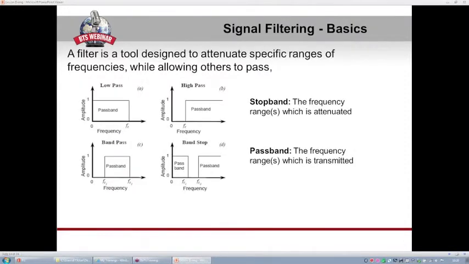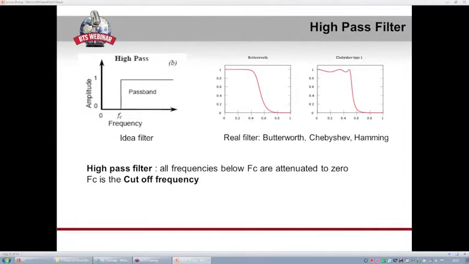So what is a filter? We can say that a filter is a tool designed to attenuate specific ranges of frequency while allowing others to pass. The stop band of a filter is the frequency range which is attenuated. The pass band of a filter is the frequency range which is transmitted. So what is a high-pass filter? By applying a filter like that, all frequencies below the cutoff frequency of the filter will be attenuated to zero. What we call FC is the cutoff frequency of the filter.